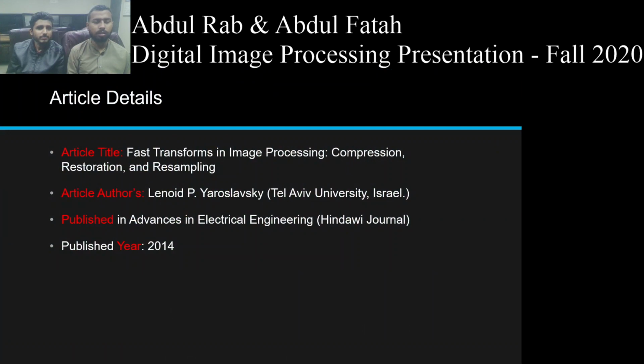So this is our first slide. I am defining what are the details of the article. The article title is Fast Transforms in Image Processing, Compression, Restoration and Resampling. So in these slides we will learn how in this article the author is talking about compression and what methods we are using to restore an image and why we need to resample an image.